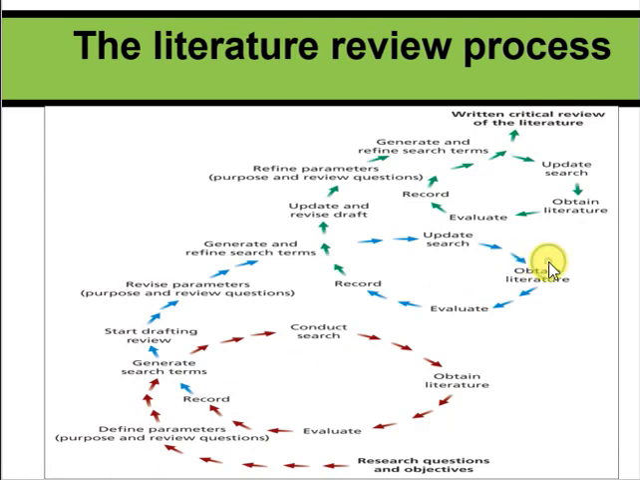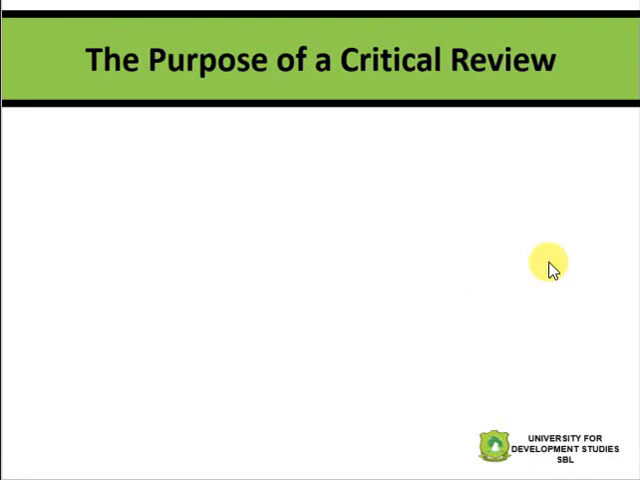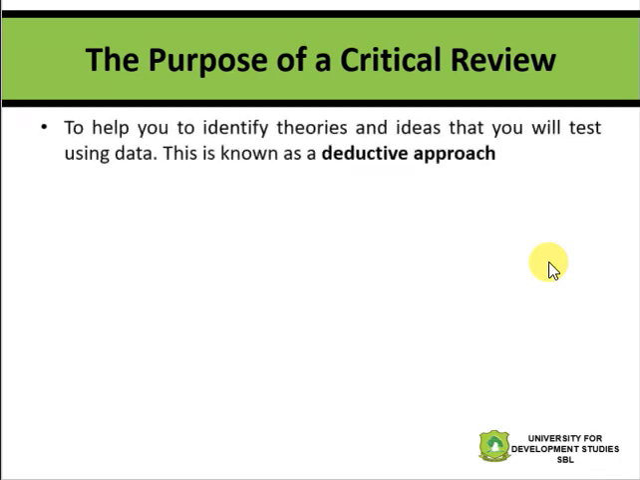Okay, so as part of my literature review process, it is especially the critical review. The main agenda of the critical literature review is to help you as a researcher to identify theories, concepts, and frameworks and other ideas that will help you to test using the data you have gathered. And when we do that, we always say that we are following a deductive process or a deductive approach. When we identify theories and our main objective is to test using the data we have, then we are conducting some sort of deductive research.